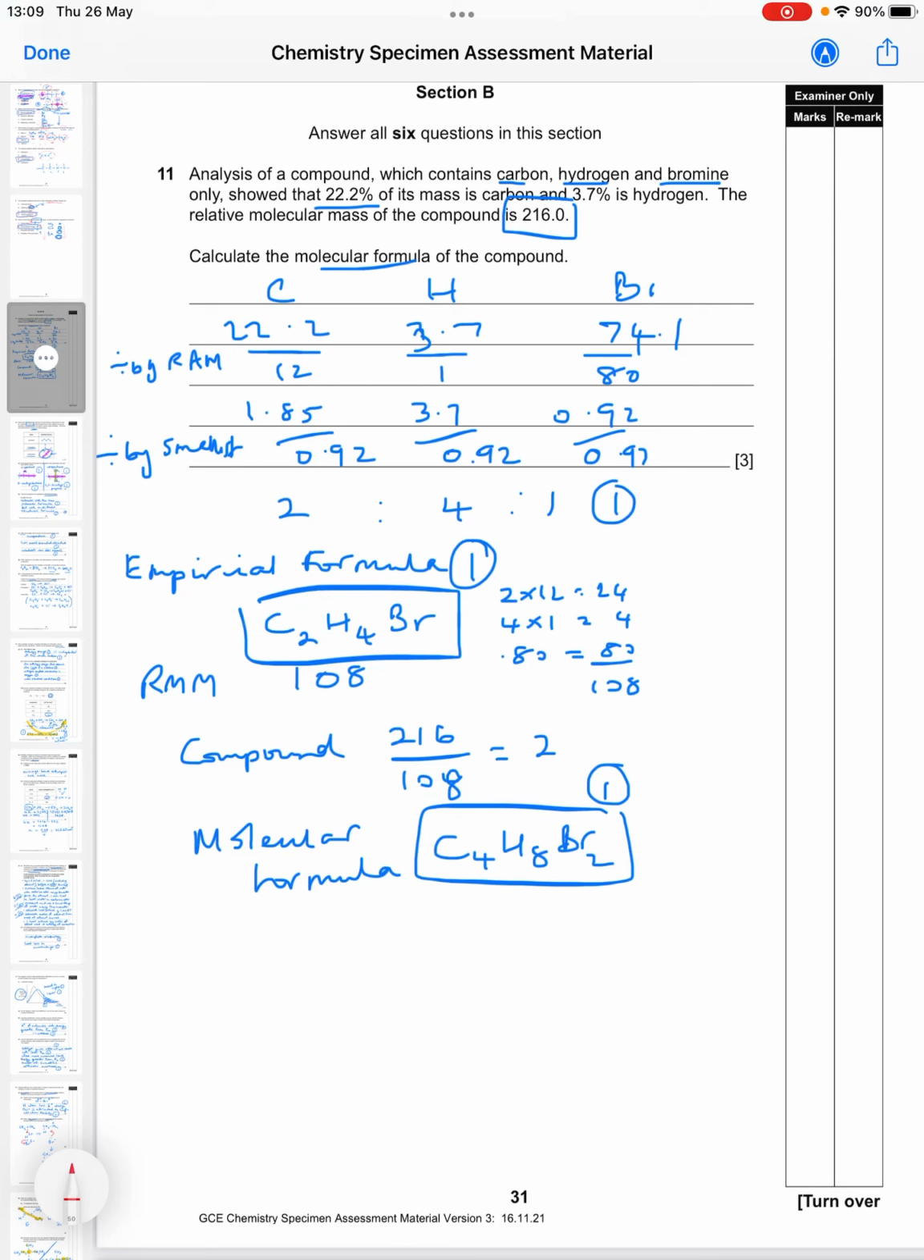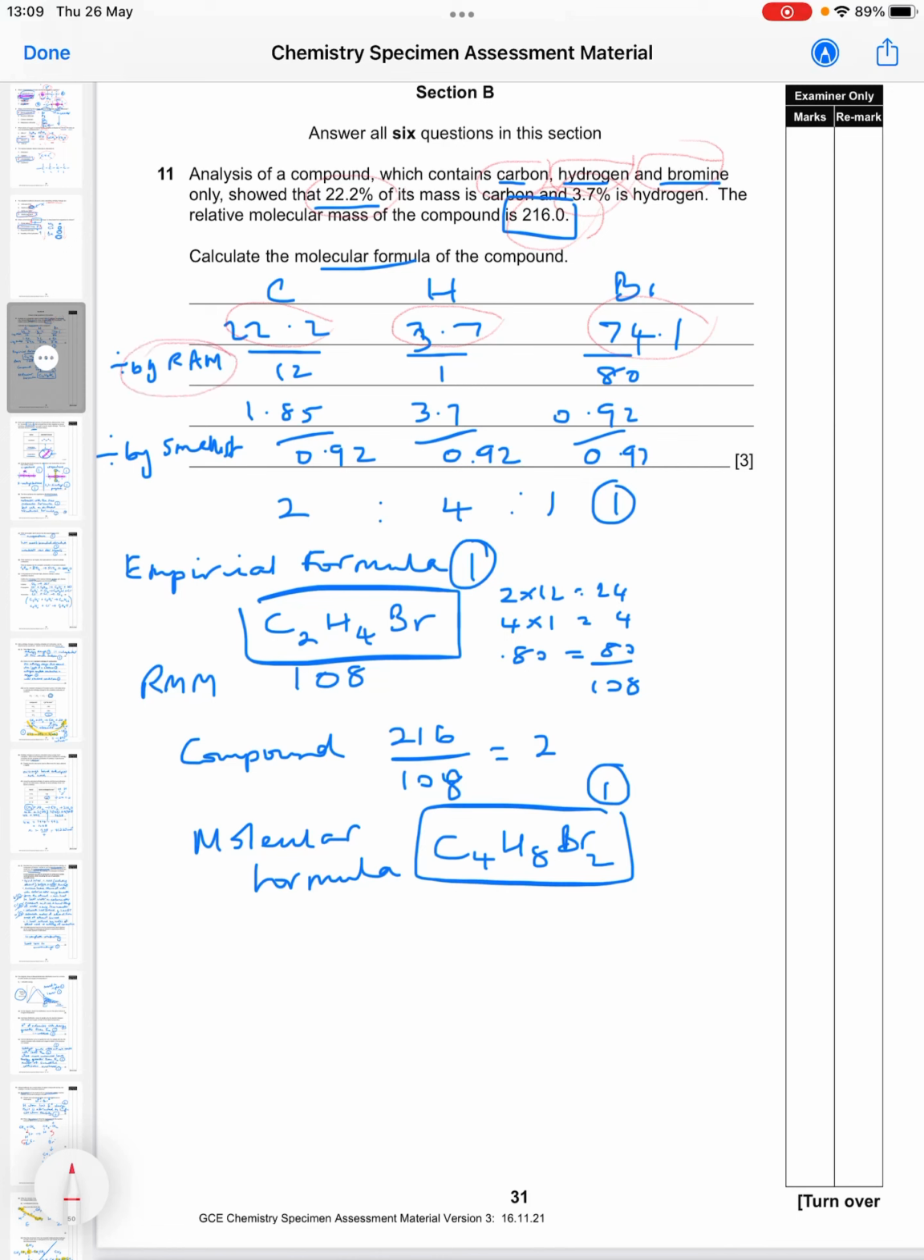So this first question is talking about a compound which contains carbon, hydrogen and bromine. It tells you 22.2% of the mass is carbon, 3.7 is hydrogen, and the molecular mass of the compound is 216. So what I've done here is just worked out the empirical formula first of all. So we've got 22.2, 3.7, and then the percentage of bromine has to be 74.1. That's just taking the other two away from 100.